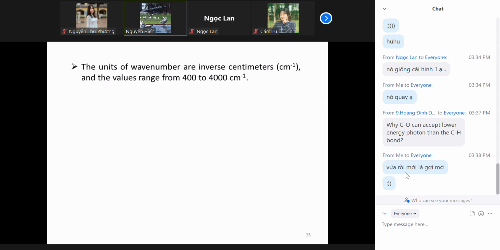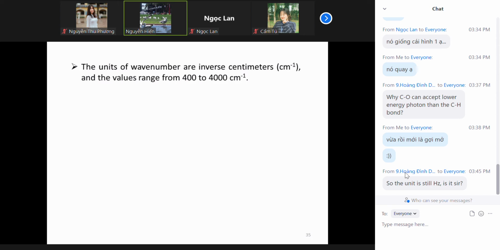The unit of wave numbers, therefore, are the inverse centimeters. No, it is the reverse of centimeters.